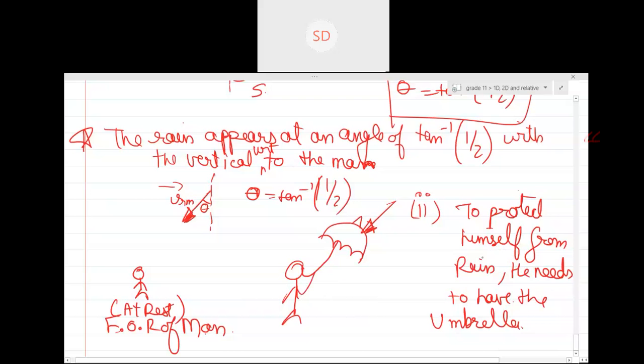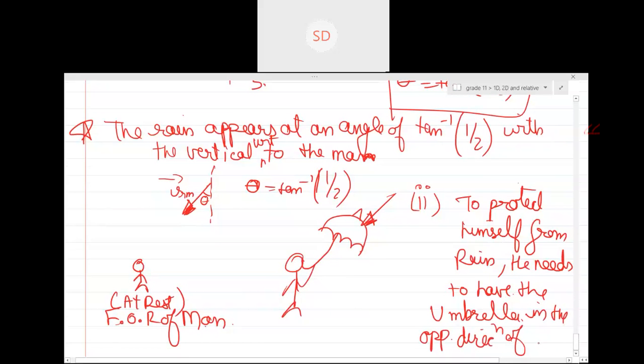Okay, so to protect himself from the rain, he needs to hold the umbrella in the opposite direction of the velocity of rain with respect to man vector. So exactly in the opposite direction. Can you see, the umbrella's direction is at the same angle but in the opposite direction.